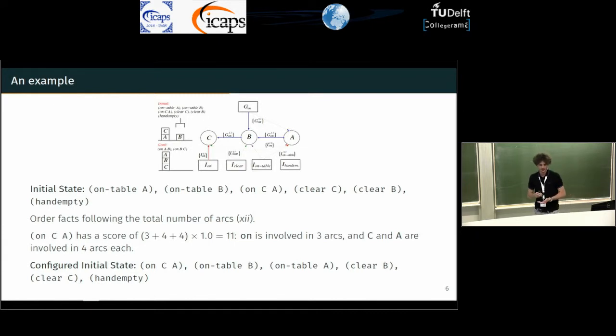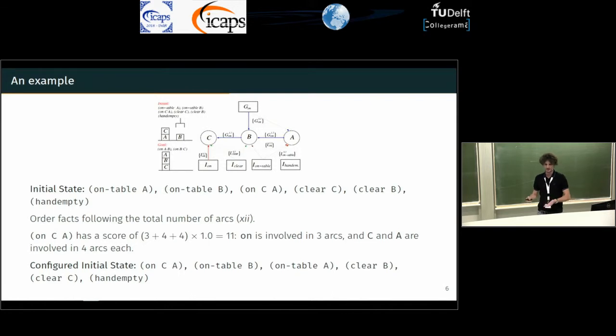11, because the on predicate has 3 arcs. In this case, for this specific feature, we are considering the on which is shown in the initial state, so this one, which has 1 arc outgoing, and the on which is shown in the goal state, which has 2 arcs. So you get the 3 score for the on predicate, and then 4 for A, and 4 for C.